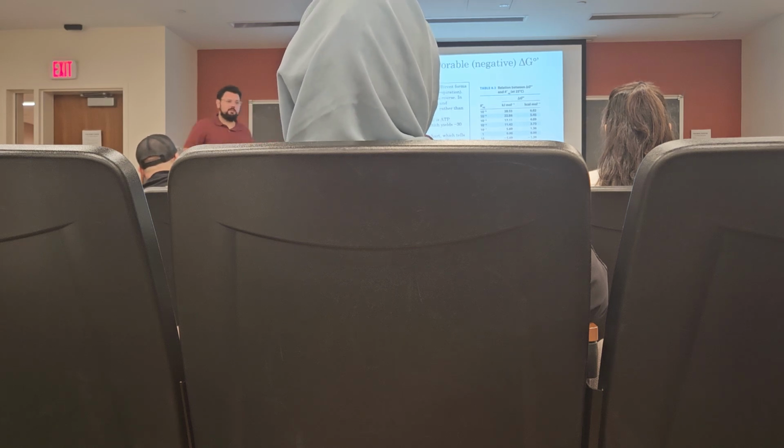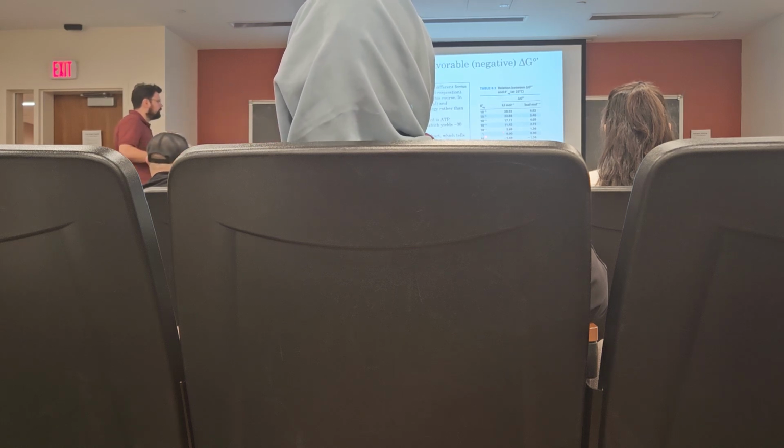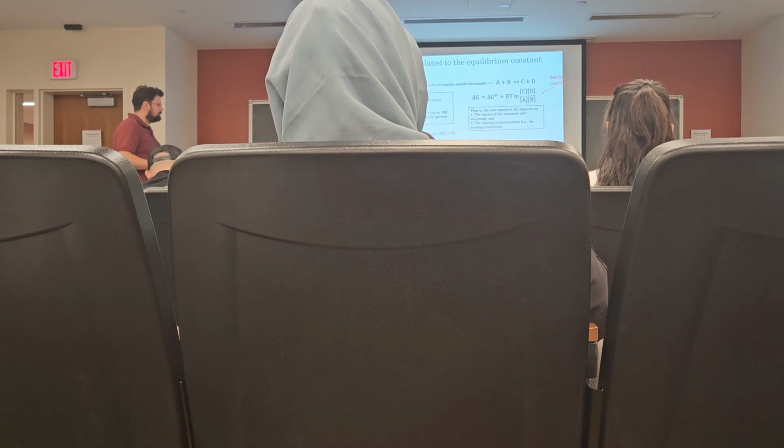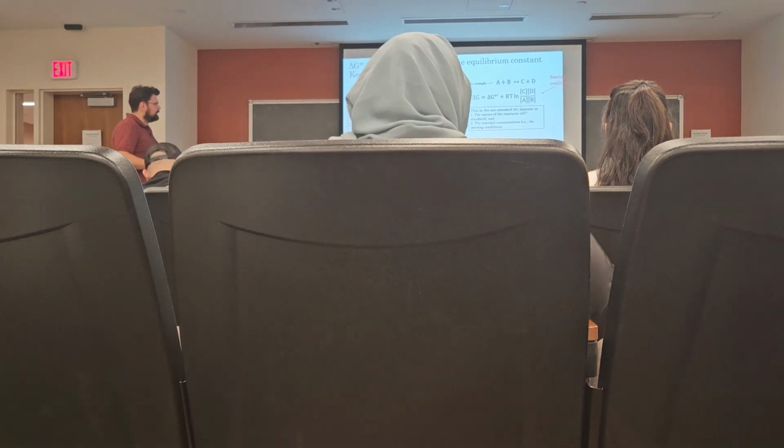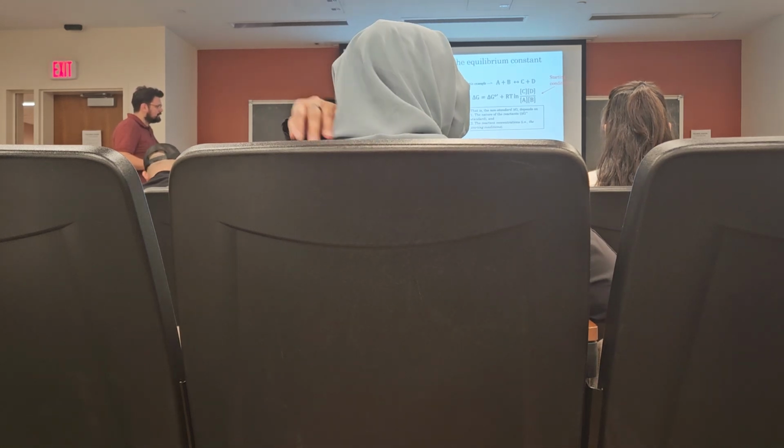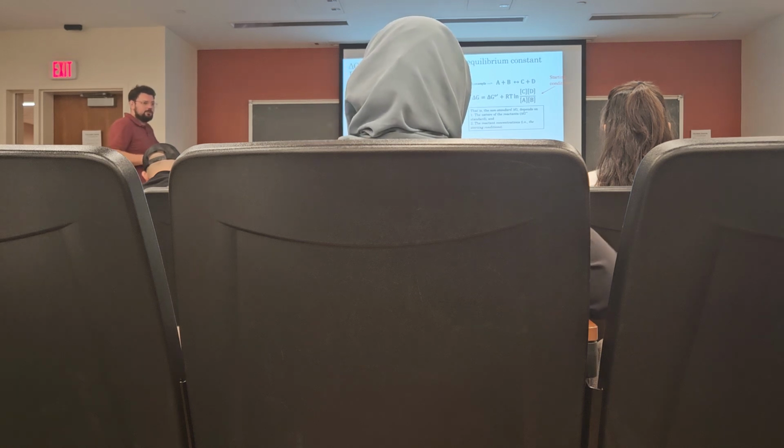Now, as we might imagine, if K prime EQ is 1, that means that delta G naught prime is 0. So the reaction is not going to go forward or backwards. If K prime EQ is less than 1, let's see what that means. That means that A times B is bigger than C times D, meaning that we have more reactants than we do products. So the reaction is not going forward, right? If we have more reactants than we do products at equilibrium.